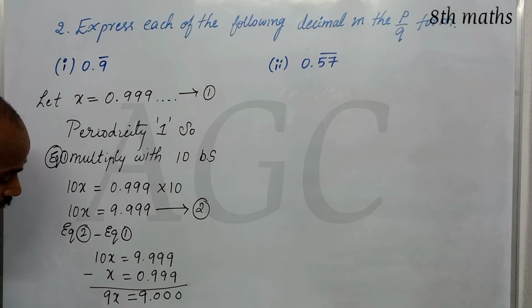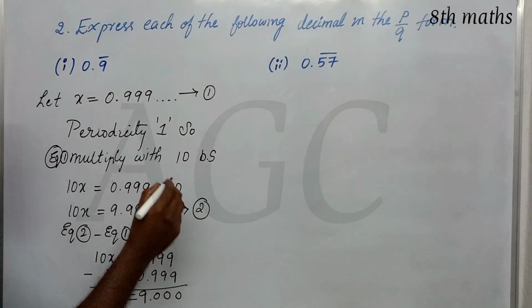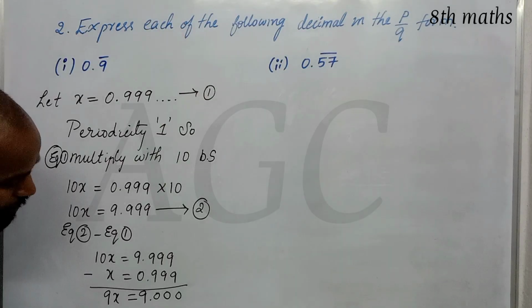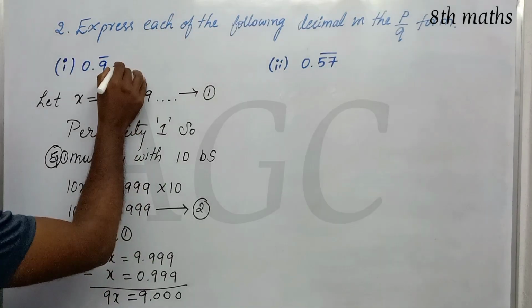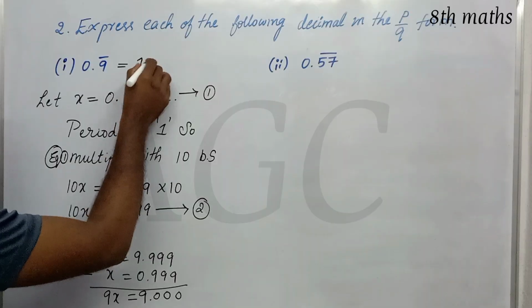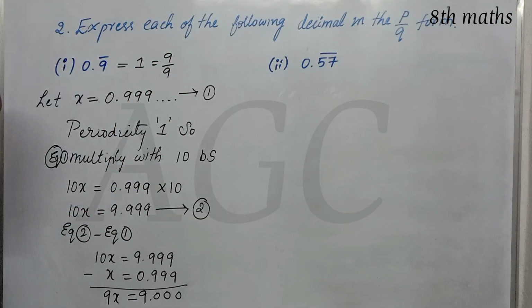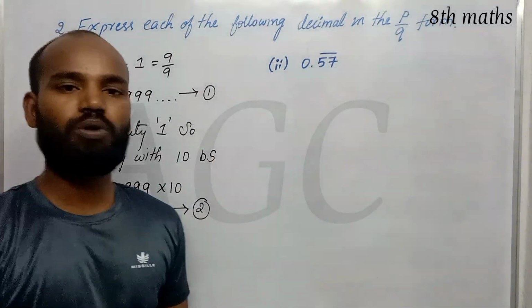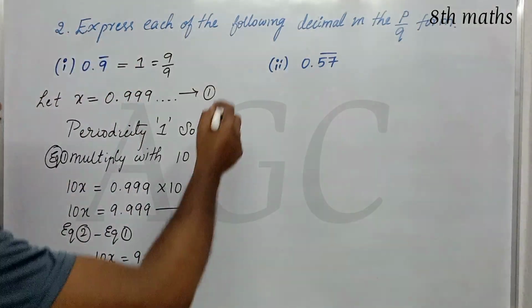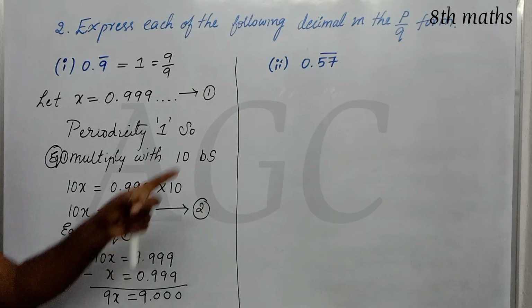So here 9x equals 9. x equals 9 by 9. Then x equals 1. So x equals 1 is our solution, which is in the form of a by b. 9 by 9 is in the form of p by q, or a by b form. So that's all about your first solution. Next, see the second question.